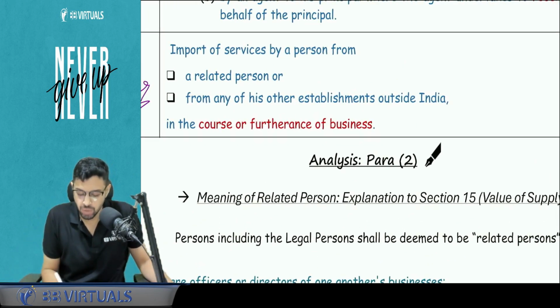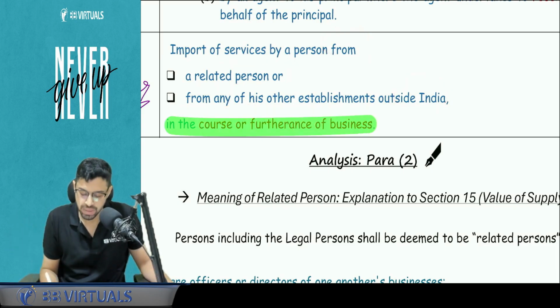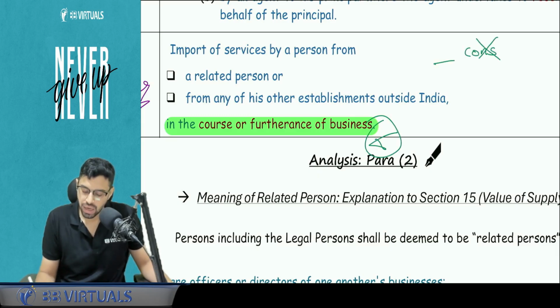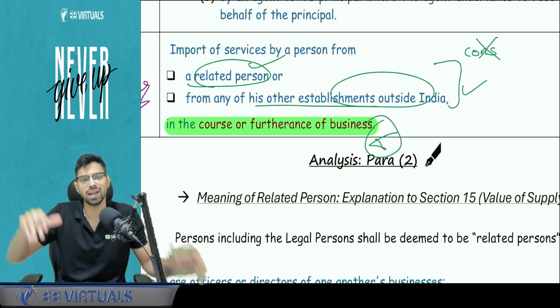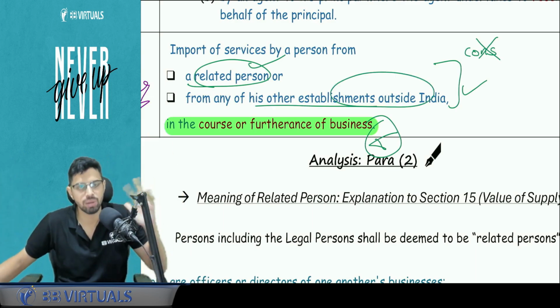See, import of services by a person from related person or any of its own establishment outside India in the course or furtherance of business. So here consideration is not there, but business condition is there, and from whom you are importing. Related person, you know, and own establishment outside India. Let's say Reliance has one establishment Jio in India and one is Jio UK. So it will be own establishment.